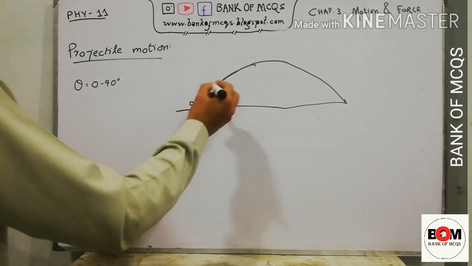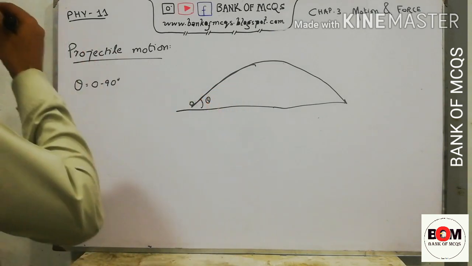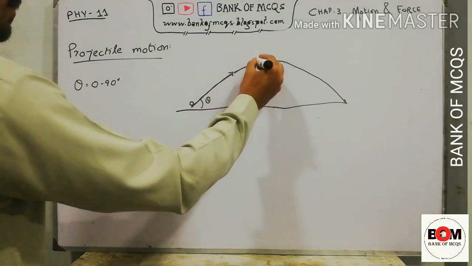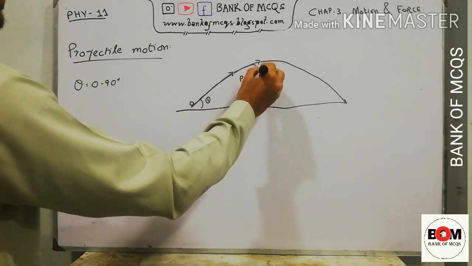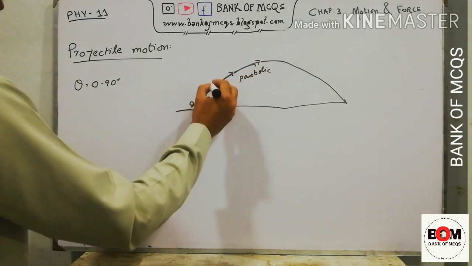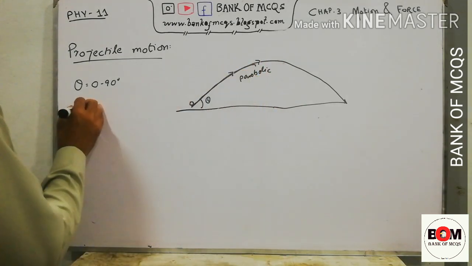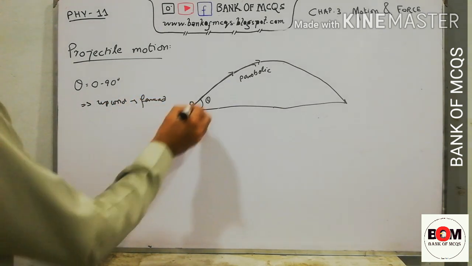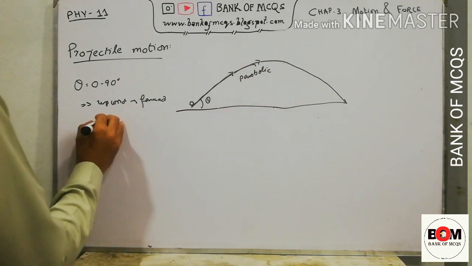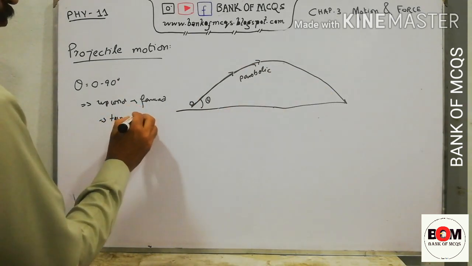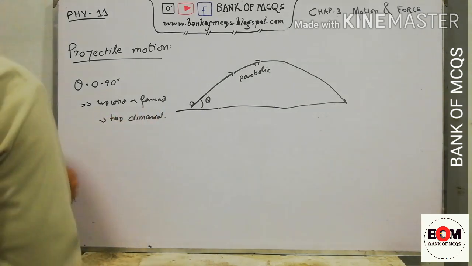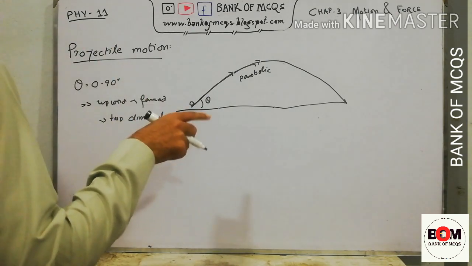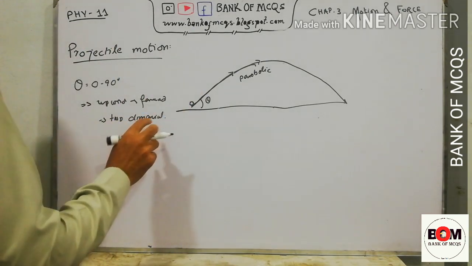So the ball that was thrown at an angle between 0 to 90 goes by a parabolic path. That was two dimensional, it was moving upward and forward. So as the ball was moving upward and forward, it was two dimensional motion and the path was parabolic. So the projectile motion is two dimensional motion under the action of gravity.